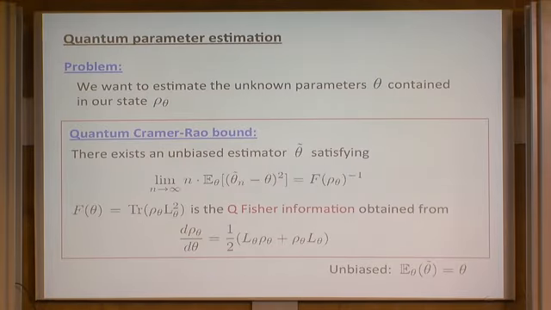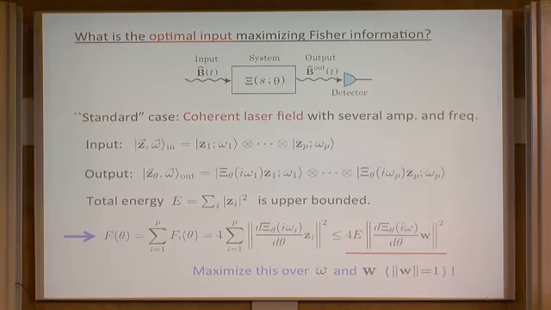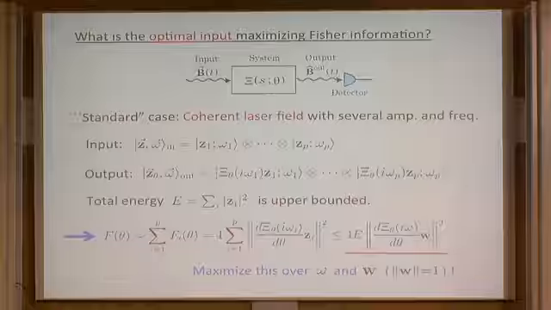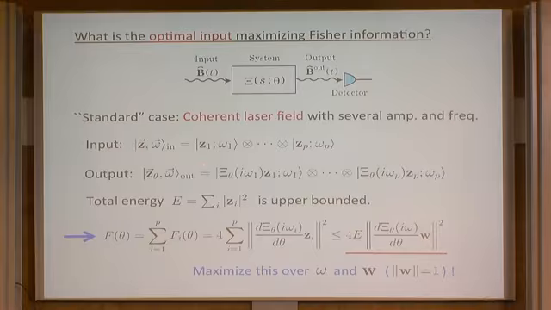So in our case, we are interested in this problem: what is the optimal input maximizing the Fisher information in the output? Here's the general setup again. Let's start from the standard case, the coherent laser field with several amplitudes and several frequencies. Here's the input, a separable coherent state with amplitudes Z1, Z2, Z3, up to Zp, and frequencies omega 1, omega 2, omega 3. So we inject this coherent laser field with several amplitudes and frequencies.